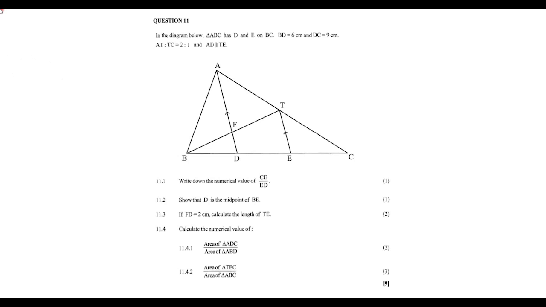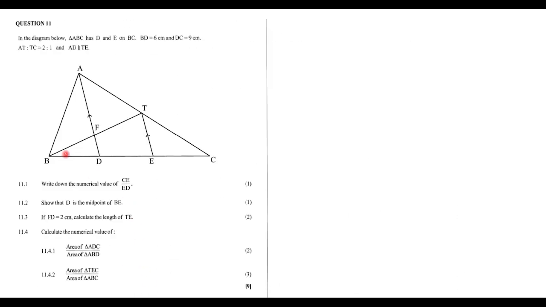Now in this video, we're going to be looking at question 11, proportionality theorem type of questions, right? So let's jump straight into the question as given there. Now here in the diagram below, triangle ABC has D and E on BC. BD is 6 centimeters and DC is 9 centimeters. AT ratio TC is 2:1 and AD is parallel to TE.